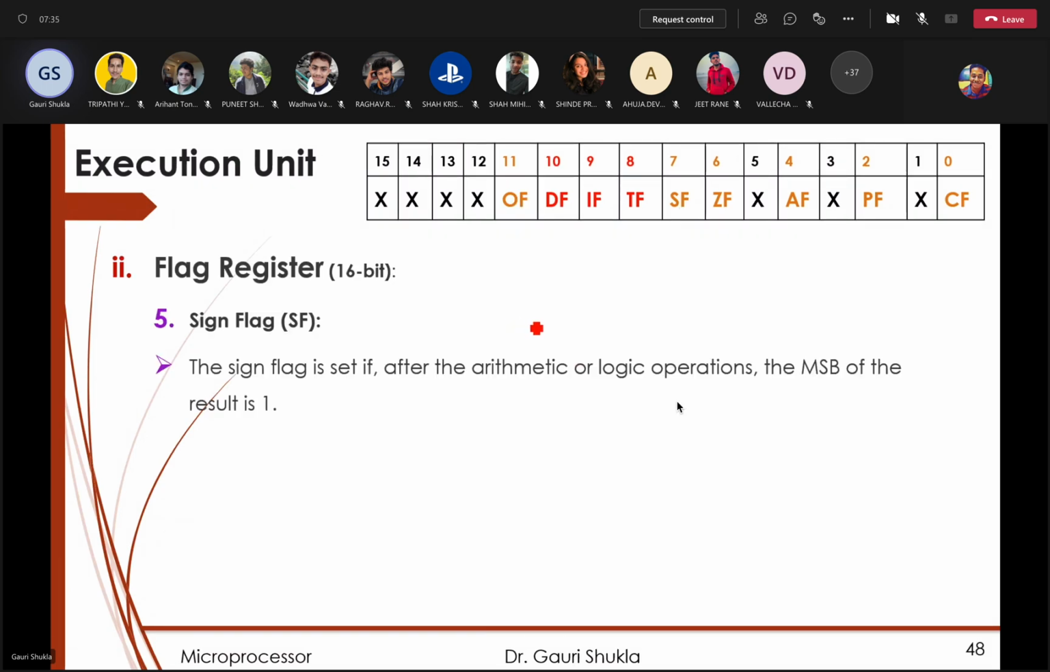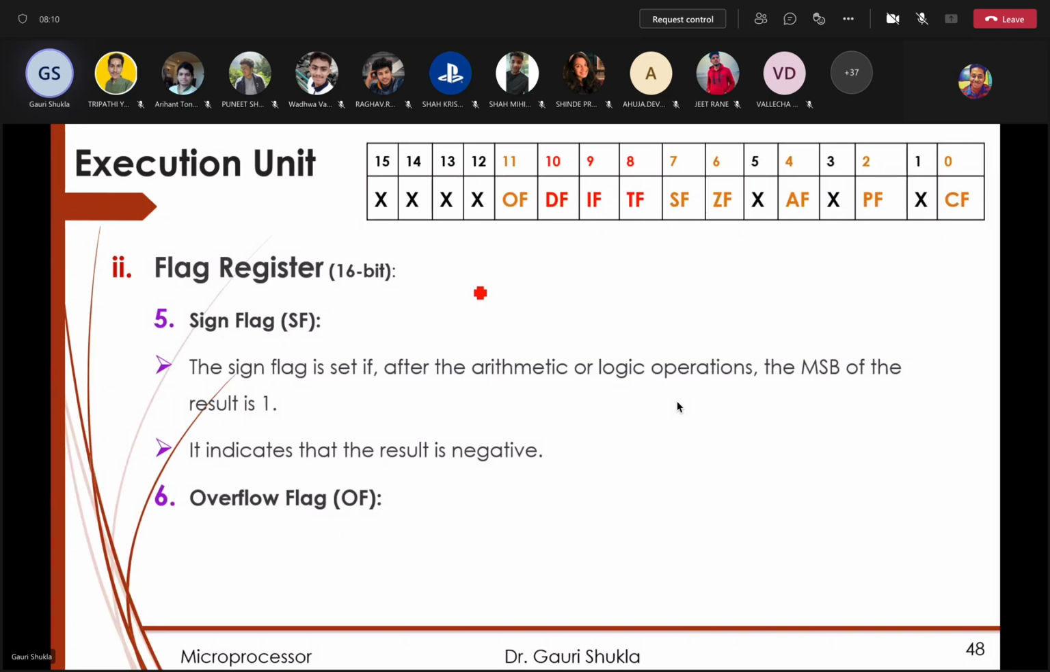Now, sign flag will be set if, in the arithmetic or logical operation, the MSB of the result is 1. Just remember this, it copies the MSB. Okay, so if the MSB of the result is 1 in my arithmetic and logic operation, sign flag will be set. Okay, ideally, we need to use this sign flag to indicate whether the result is negative or not.